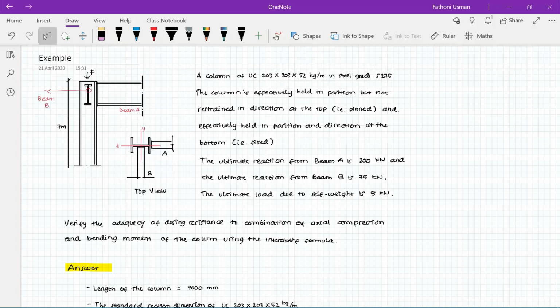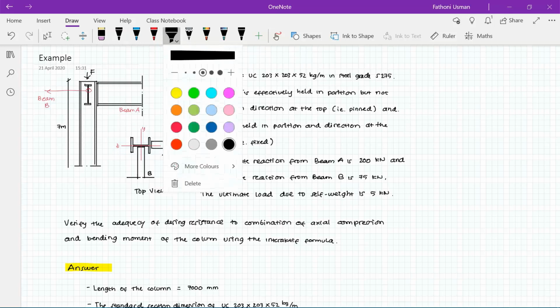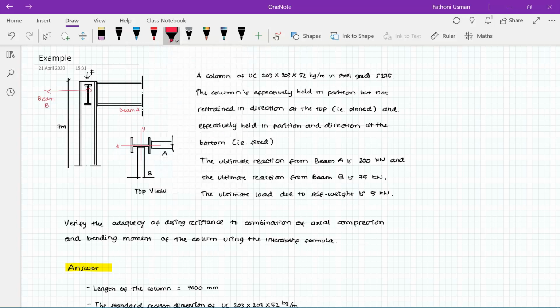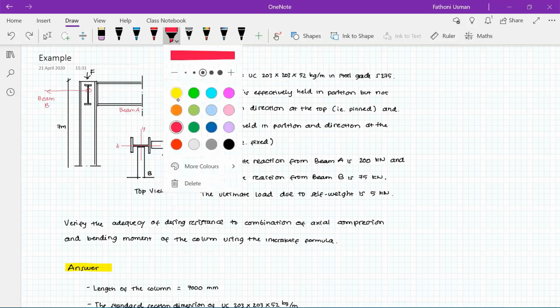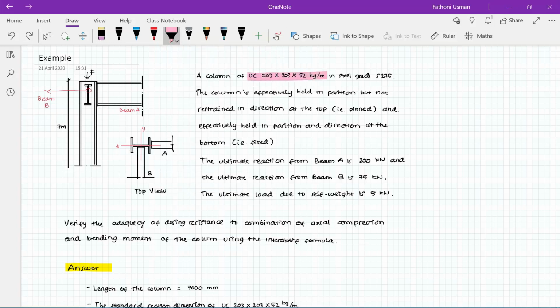The question here: a column of UC 203, 203, 50 kg per meter in steel grade S275. So from here we can understand that the size of the column is given. It's the UC 203, 203, and then the steel grade is S275.